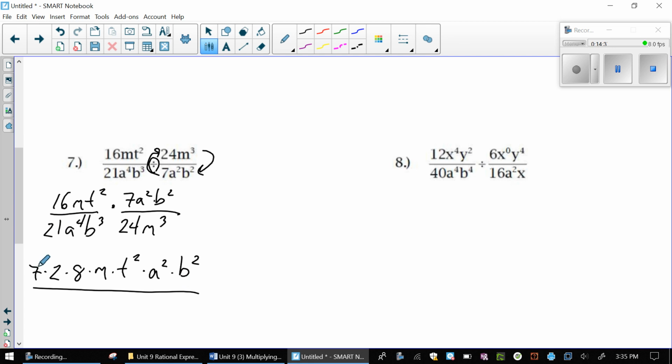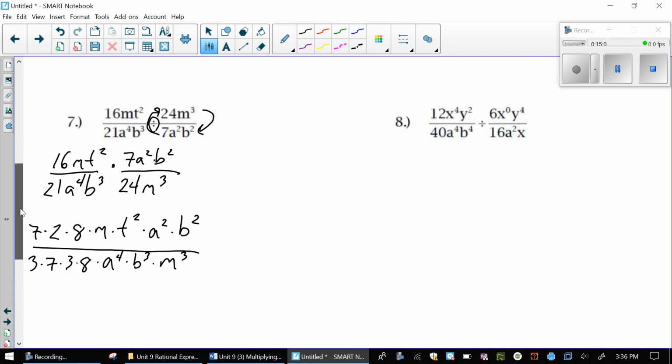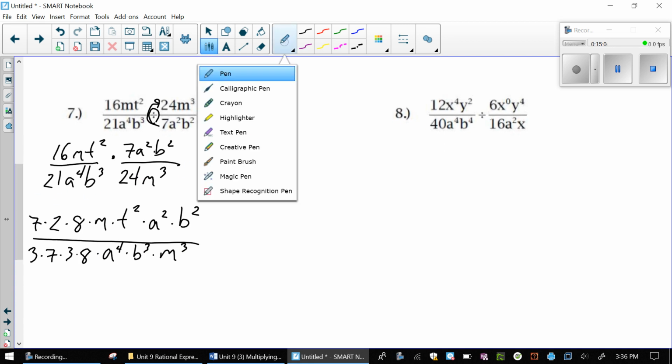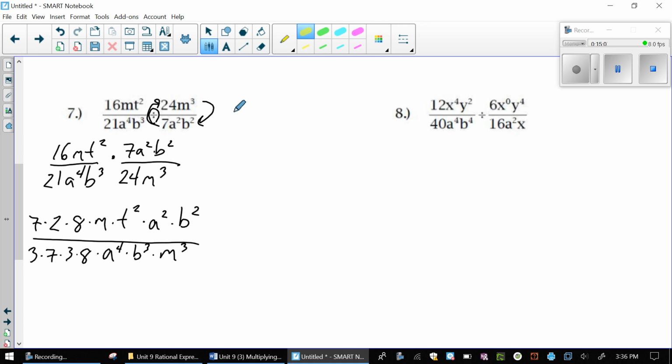Denominator, okay, 21. I know that 7 goes into 21, so I'm going to break that down to 3 times 7. All right, let's do the 24 right away as well. 8 goes into that, so that's 3 times 8 when I break that down, times a to the fourth, times b cubed, times m cubed. All right, do a quick double check, make sure that we got everything in the numerator, everything in the denominator before we start canceling things out. I know you guys love this part, to cross things out. Make sure we don't lose anything, make sure we had everything to begin with. All right, so let's see, I got my 7s, 8 and 8s, good.